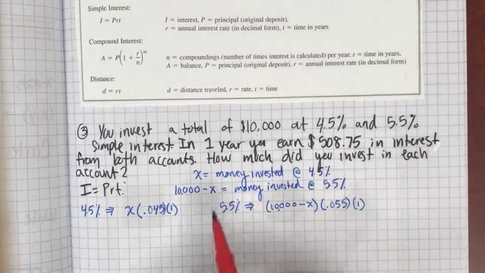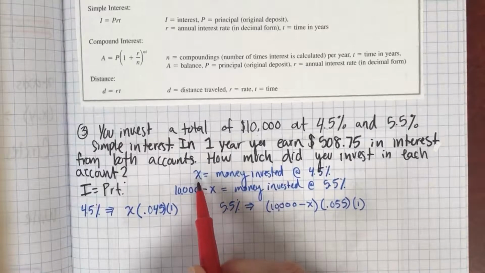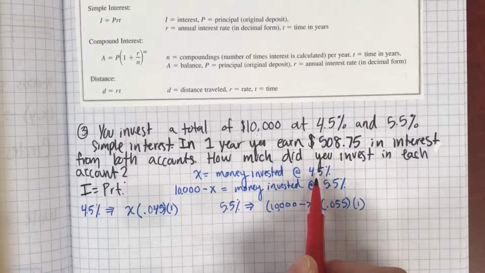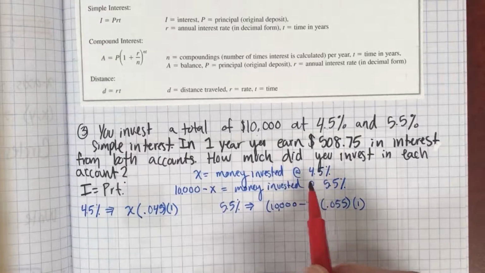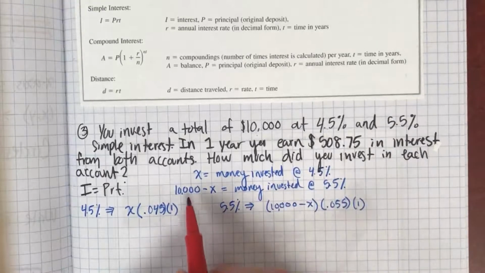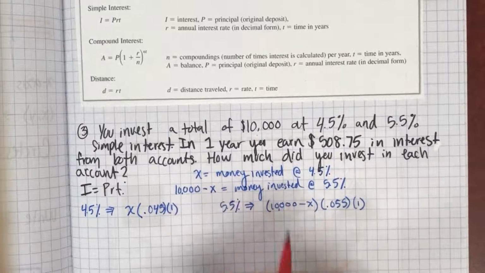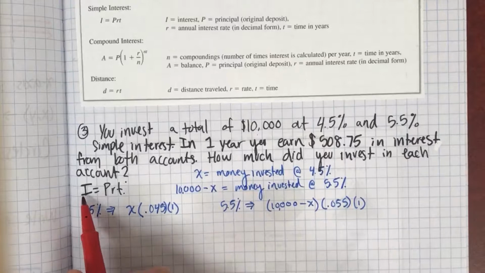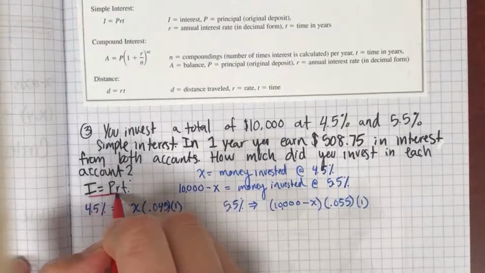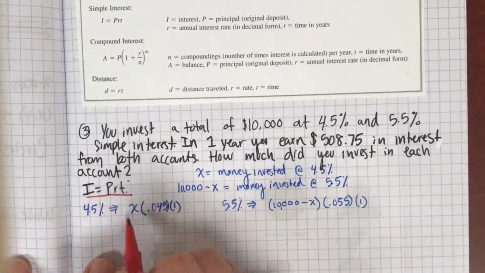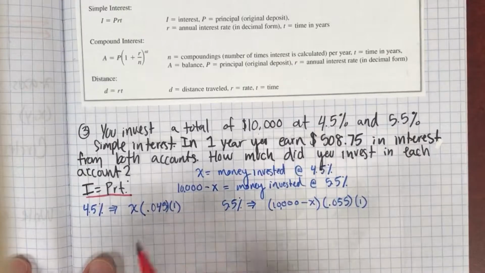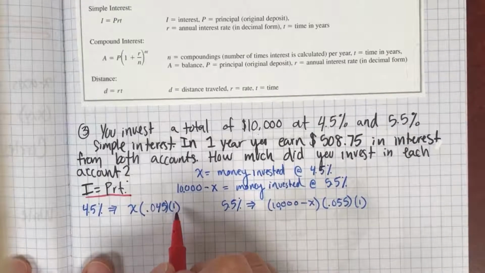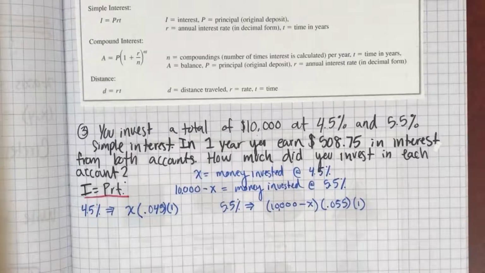Okay, so first we need to define some variables. Let's say x is our money invested at 4.5%. And since we only want one variable to find, we're going to say 10,000 minus x would be the money we invested at 5.5%. Then we can create our two formulas using our simple interest formula, I equals PRT. Remember, P is our principal amount, so that's how much we started with, then our rate, and then our time, and we're just doing this for 1 year.